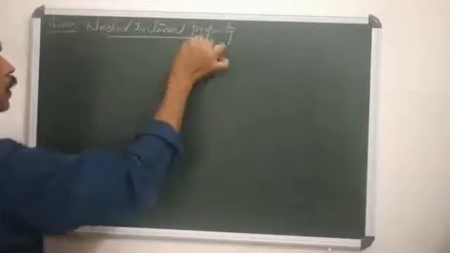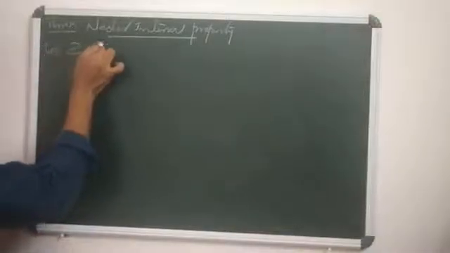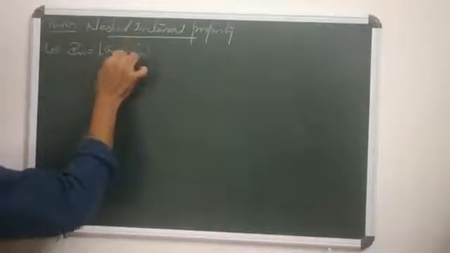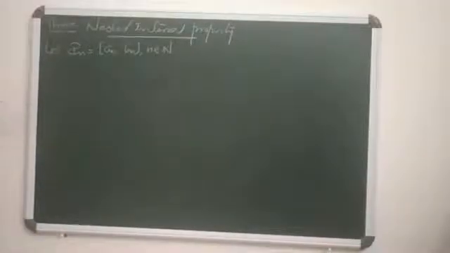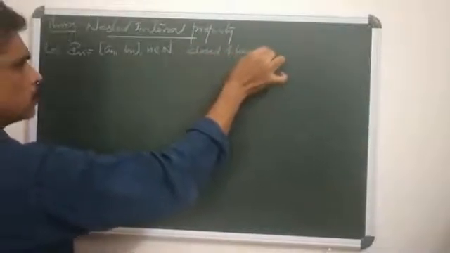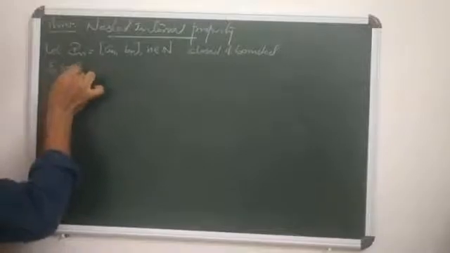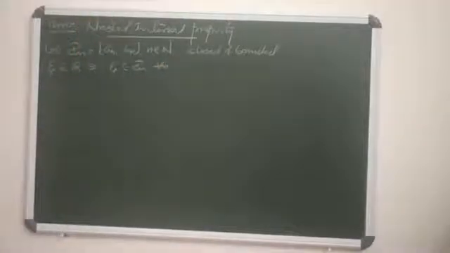What is the nested interval property? Consider an interval In equals the closed interval [An, Bn], where n is a natural number. Suppose it is a nested sequence of closed and bounded intervals. These are the two crucial points: closed and bounded. Then there exists a real number theta in R such that theta falls in In for all n. This is the nested interval property.